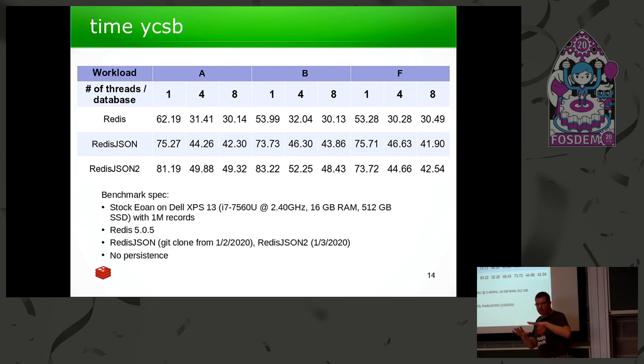And now it gets really interesting, because the comparison between RedisJSON and RedisJSON 2 essentially tells you the performance penalty when using a Rust code base in comparison to a C code base. So this is the impact that you have when you go from C to Rust. I'm slightly simplifying, but you get the drift. Let's take a look at the numbers.